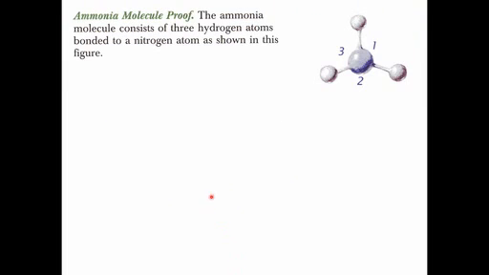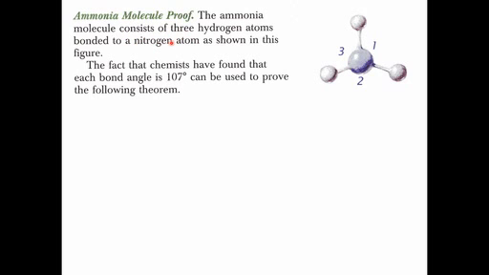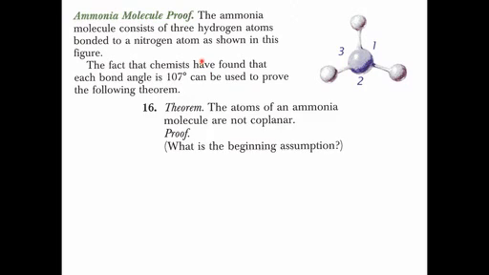Another example of that here, again, pay attention to the directions. We've got 3 hydrogen atoms bonded to a nitrogen atom, as in that picture. And one given that we have is that the bond angle is 107 degrees between the bonds. And so we're going to indirectly prove something here. We're going to prove that the atoms are not coplanar. In other words, these 3 don't lie in the same plane.